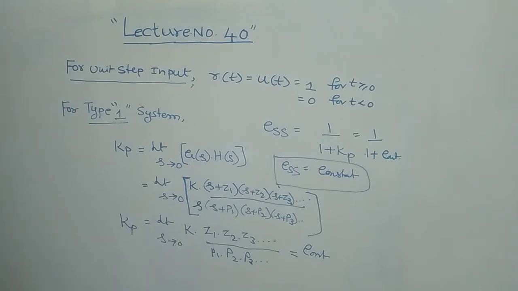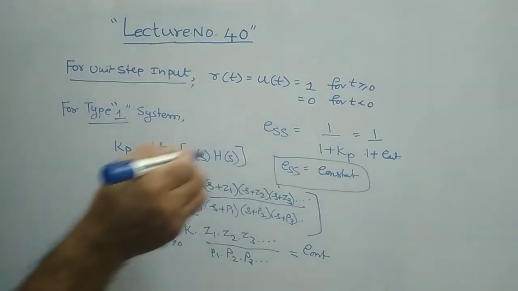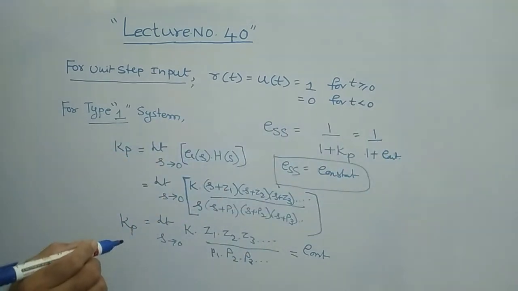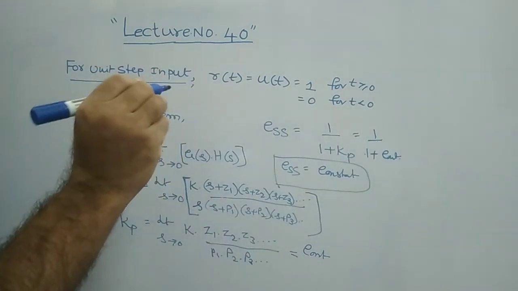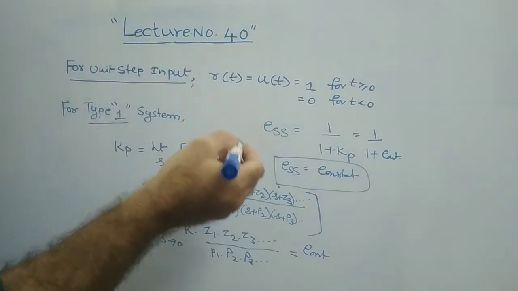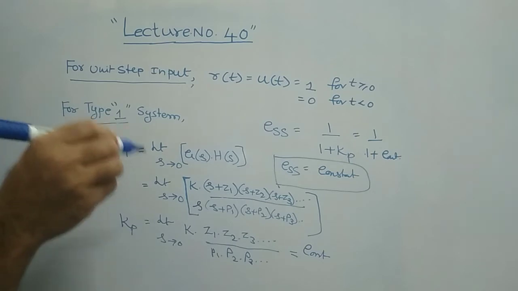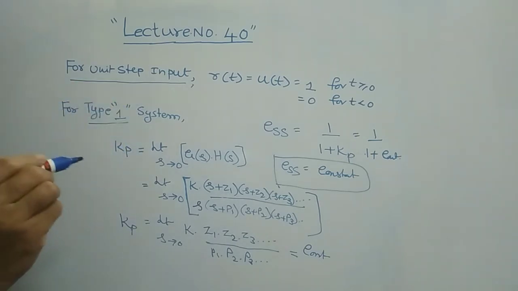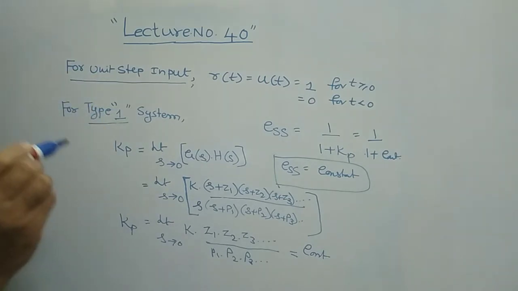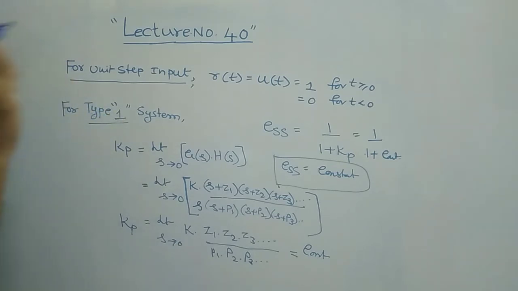Recall from our previous presentation, the type number is nothing but, in the denominator polynomial, s power n into (s plus p1)(s plus p2)(s plus p3). In the numerator polynomial you will have zeros only, s plus z1, s plus z2, whereas the denominator is very, very important. In the denominator polynomial you must have s power n, in the form s into (s plus 1)(s plus 2)(s plus 3). So that n decides the type number.